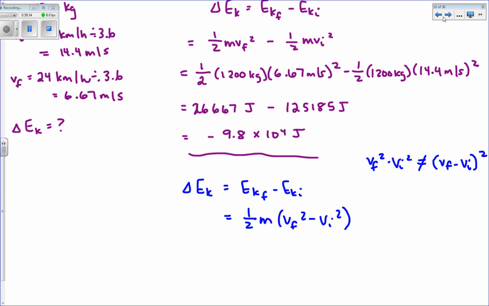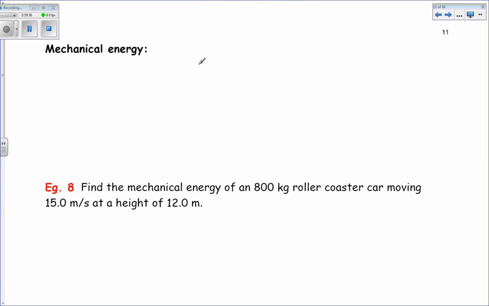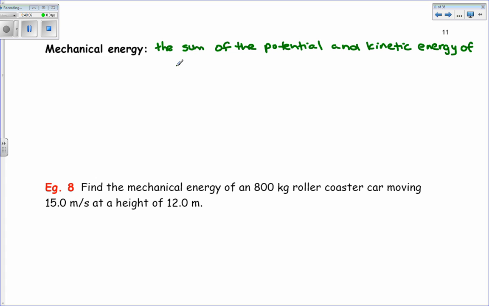Okay, so last concept here is mechanical energy, and we're putting everything together here. So we're putting a few things together. So mechanical energy is the sum of kinetic plus potential energy. So the sum of the potential and kinetic energy of an object at a given time.